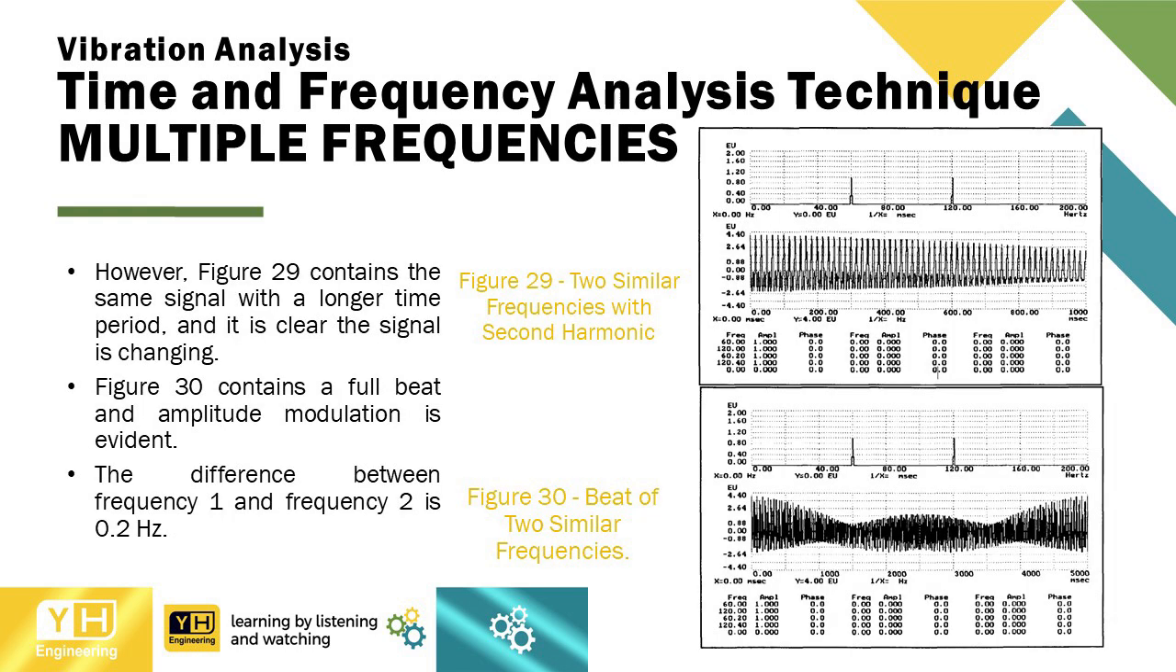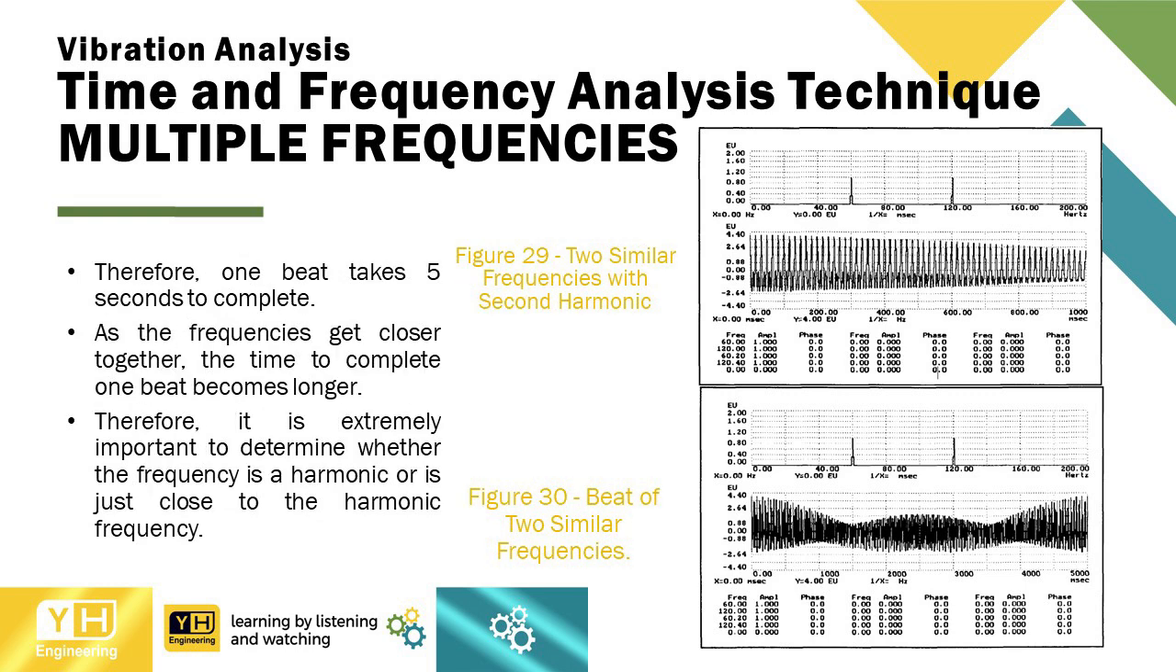However, figure 29 contains the same signal with a longer time period, and it is clear the signal is changing. Figure 30 contains a full beat and amplitude modulation is evident. The difference between frequency 1 and frequency 2 is 0.2 Hz. Therefore, one beat takes 5 seconds to complete.